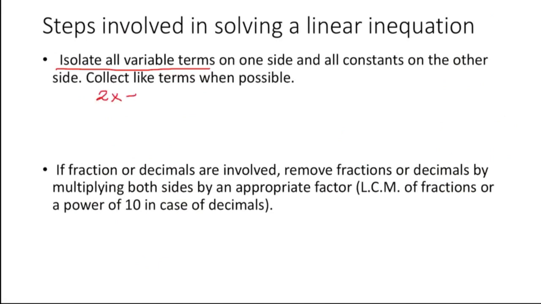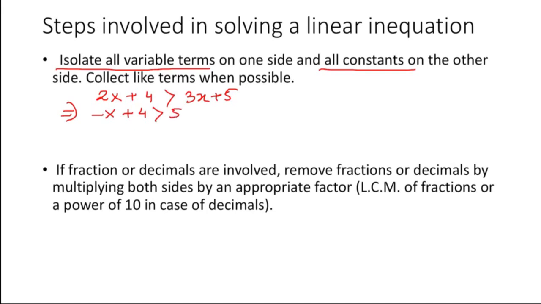For example, let's say we have 2x plus 4 is greater than 3x plus 5. Now in order to collect all variable terms on one side and all constant terms on the other side, we can use the addition subtraction rule. First of all, let's subtract 3x from both sides of this inequation. Then it becomes 2x minus 3x is minus x plus 4, and 3x minus 3x is 0.